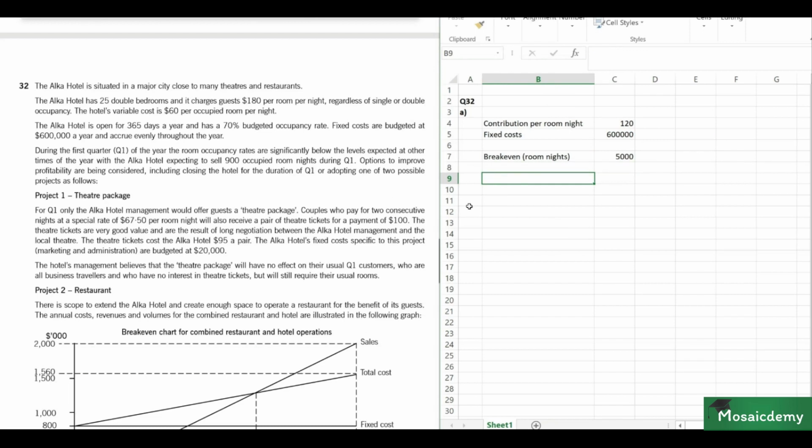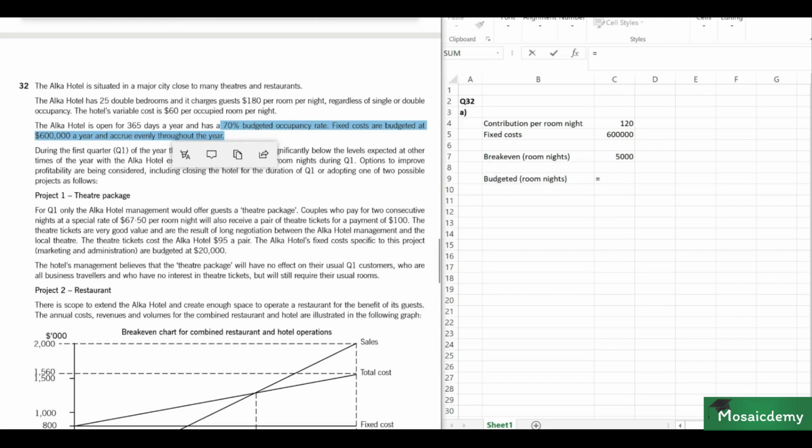Second part, we need the margin of safety, for which we need the budgeted room nights. So we have the break even. Let's find the budgeted room nights. So we have the information here. It's 70% occupancy rate, 365 days a year, and we're looking at things annually, and they have 25 bedrooms, right?